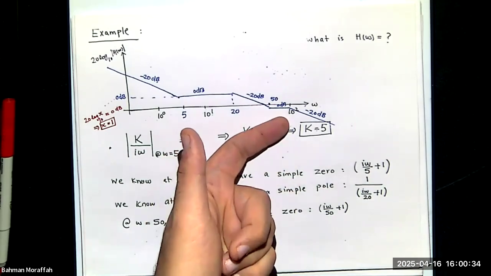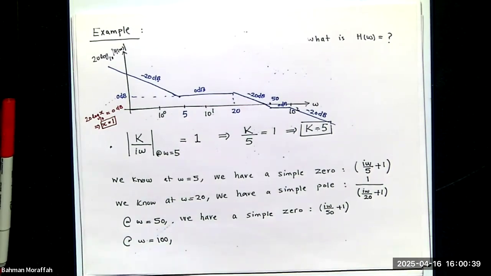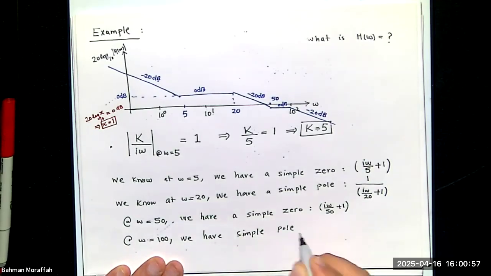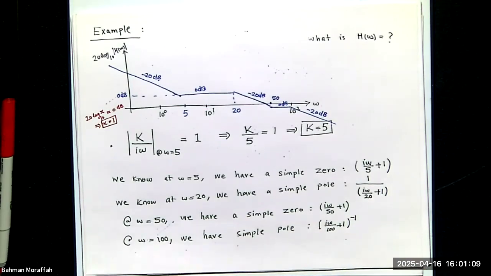Again, nothing changes till I hit this 100. So at omega equals 100, I was going by 0, but I have a decay here. So it tells me it should be a pole, right? So we have a simple pole. So we can write it as i omega divided by 100 plus 1 to the power of negative 1. It's 1 over that, right? Just trying to save some space. That's why I wrote it this way, right?